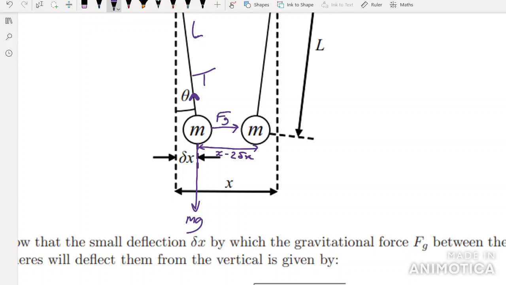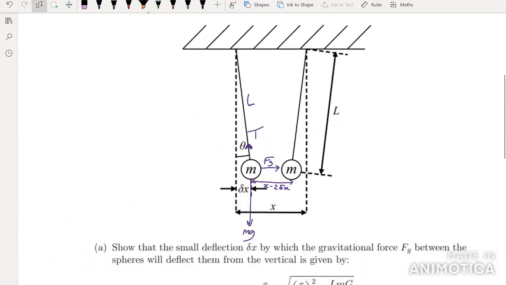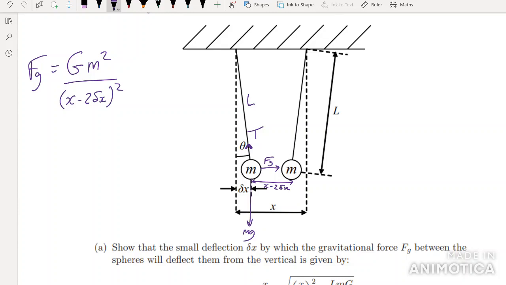And what is Fg? Well, we know what Fg is, so we can write that down for another easy mark. Fg must be capital G times m squared, GMM, over the distance between the centers squared. So X minus 2 delta X squared.